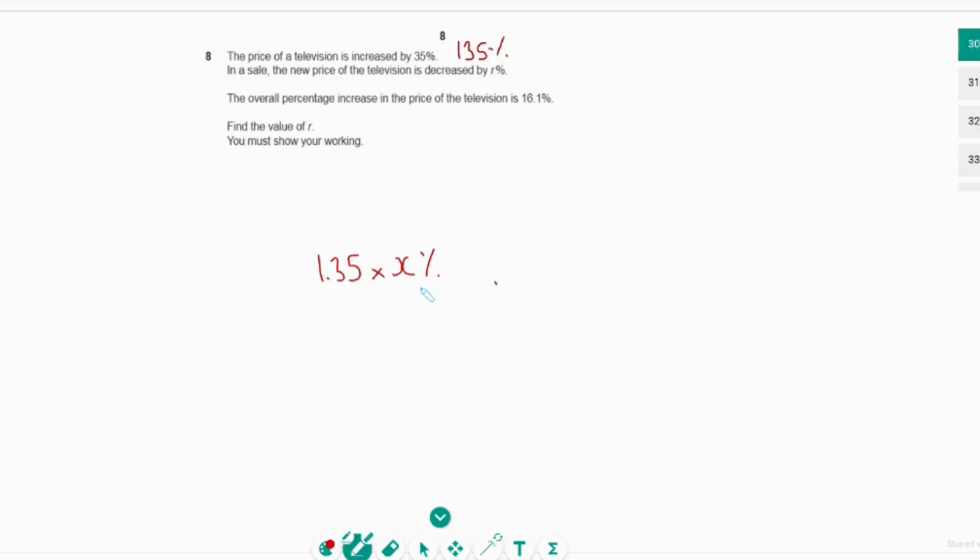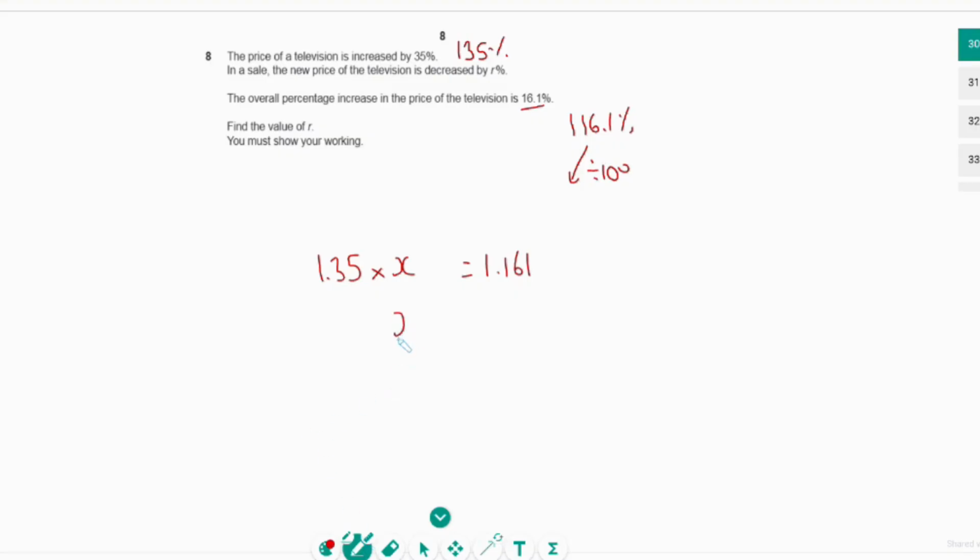So that's the multiplier of my decrease. And we get an answer of, well, an overall percentage increase of 16.1%. What is this as a multiplier though? If we add 100% to it, we have 116.1%. Change it to a decimal, 1.161. So I've just divided that by 100. So this X shouldn't have a percent with it. Just the multiplier is not a percent. It's a decimal value of the increase as a percent.